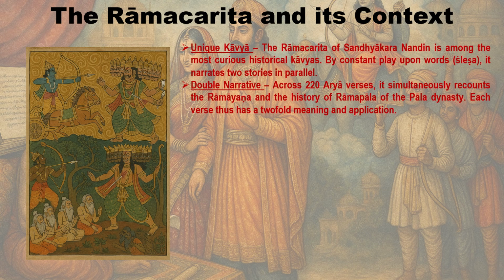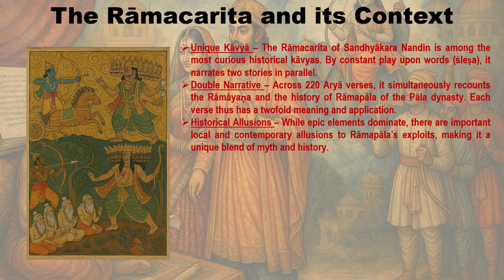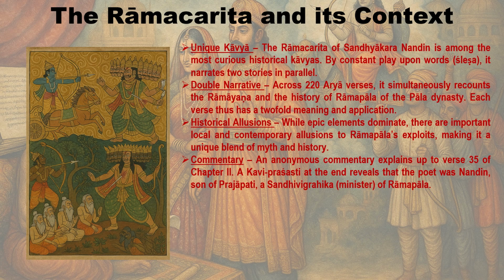Each verse thus has twofold meaning and application. While epic elements dominate, there are important local and contemporary allusions to Ramapala's exploits, making it a unique blend of myth and history. An anonymous commentary explains up to verse 35 of chapter 2. A Kavi Prasasti at the end reveals that the poet was Nandin, son of Prajapati, a Sandhivigrahika of Ramapala, meaning minister of Ramapala.